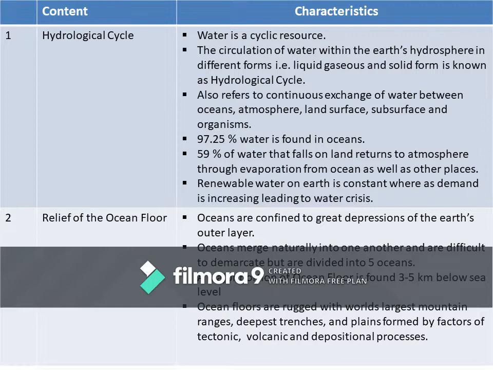About the relief of ocean floor, oceans are confined to great depressions of earth's outer layer. Oceans merge naturally into one another and are difficult to demarcate, but are divided into 5 oceans. Now a major portion of ocean floor is found 3 to 5 km below sea level. Ocean floors are rugged with world's largest mountain ranges, deepest trenches, and plains formed by factors of tectonic, volcanic, and depositional processes. We will now discuss the divisions of ocean floors.